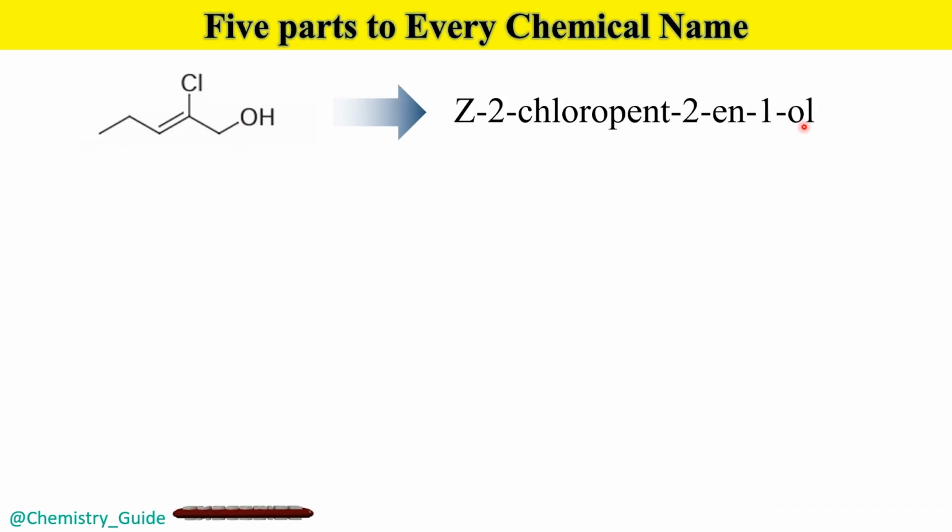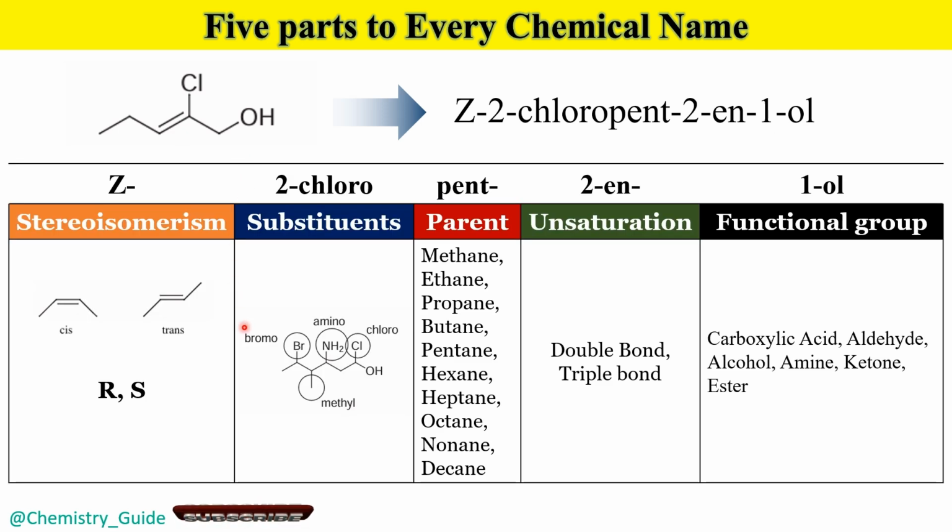So this is the common example I have chosen. The first one is the stereoisomerism. This Z represents the geometrical isomerism such as cis and trans, and for chiral isomerism it will represent R and S. The second part is the substituent. The substituent can be hydrocarbons such as methyl, halides such as chloro, bromo, or another functional group such as amine or any other functional group.